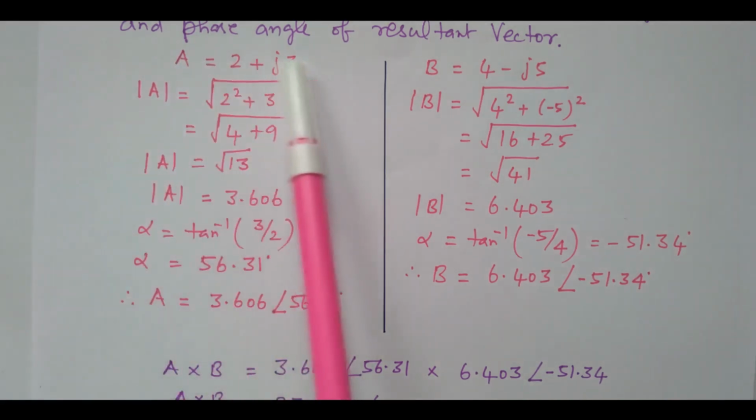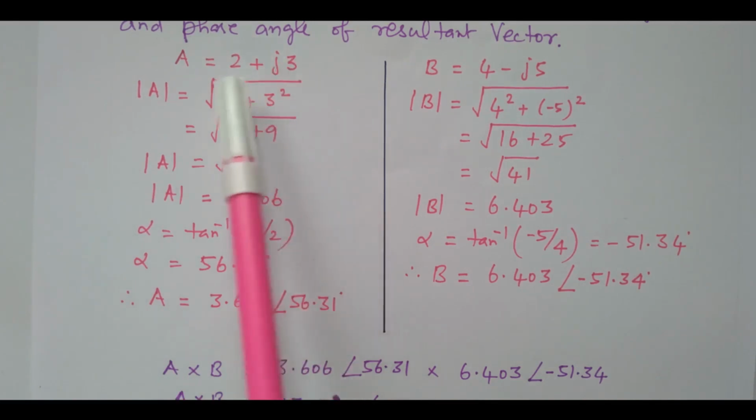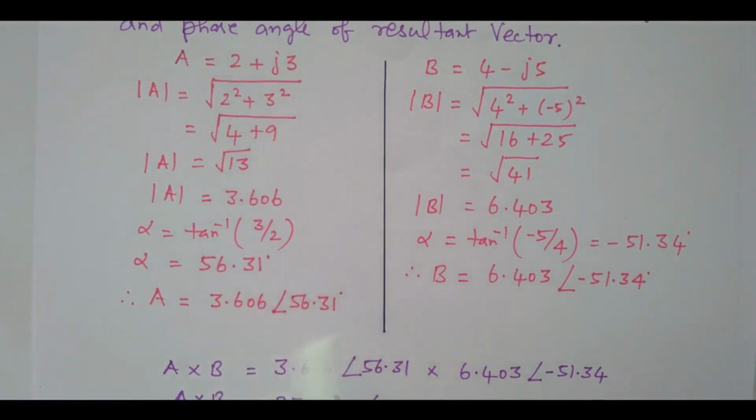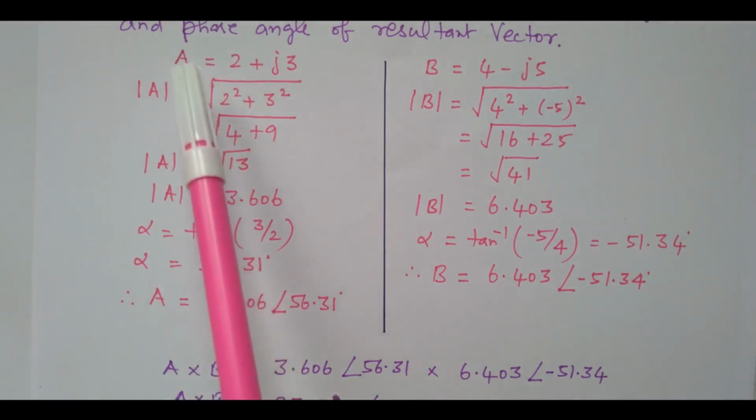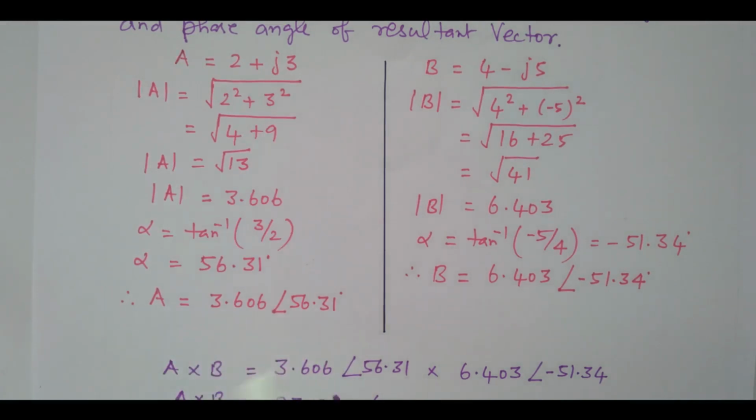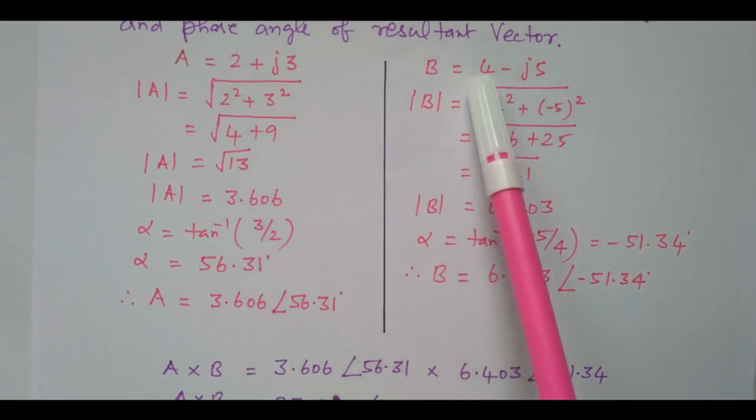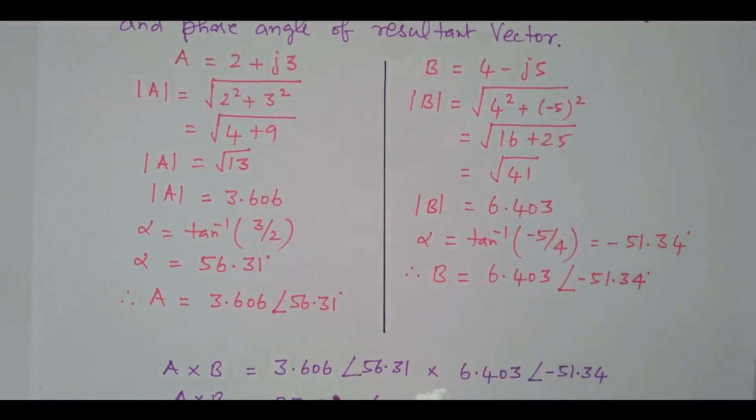So this was the rectangular form, and now that is converted into polar form. This can also be done in the calculator. In the calculator you can directly convert from rectangular form to polar form. This is the normal calculation method, but in the calculator it is available directly. Similarly, the second vector is 4 minus j5.